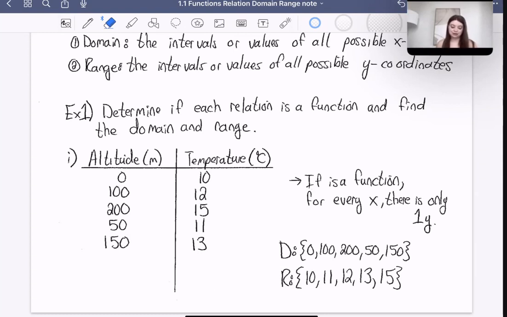Yes, absolutely. Okay. Then they ask for the domain and range. So domain is just all the possible x values, or in this case, they used m, right? So all of these values are in here. And then all of these values are in the range because these are all the possible temperatures for the different altitudes that were listed. So very good.